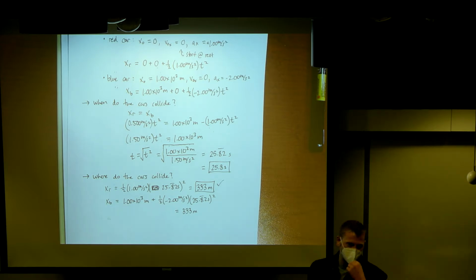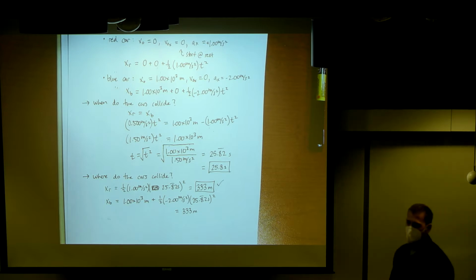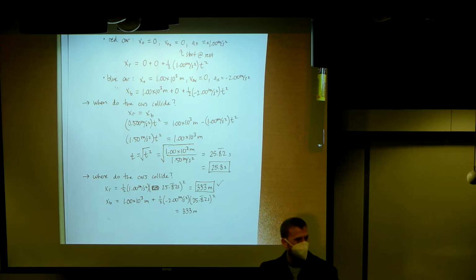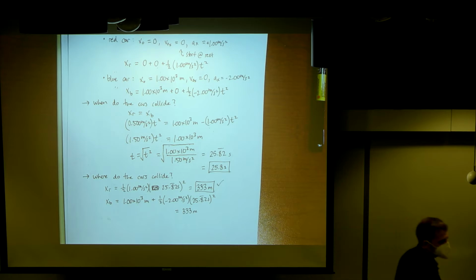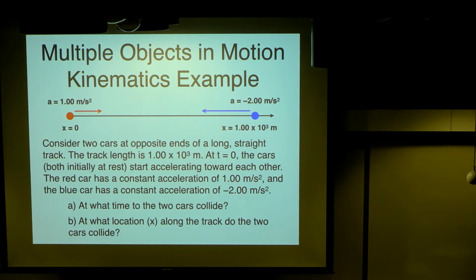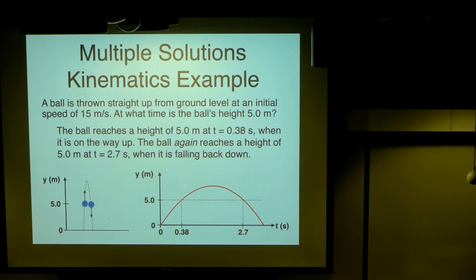So any questions on this example? Okay, so this idea will come up in future problems. Either two things colliding or one person catching up with another person, things like that. We set their positions equal to each other. Okay, so that was the first example.